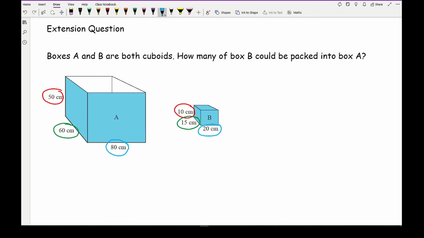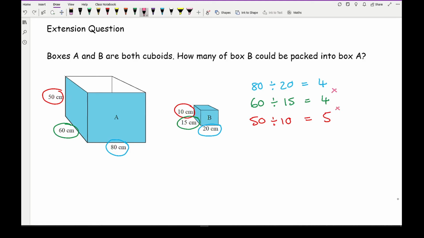So looking at this, I'm looking at how many 20s go into 80. Well, that's going to be 4. I'm then counting how many 15s go into 60. Well, that's going to be 4 as well. And then what I'm going to do is see how many 10s go into 50, and that works out to be 5.